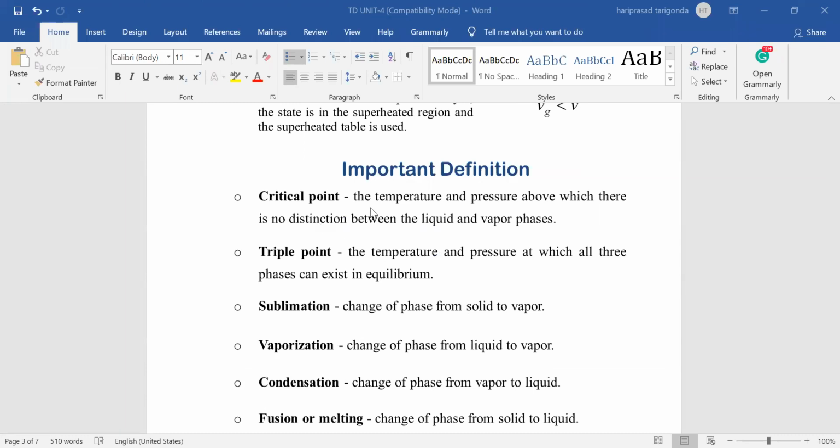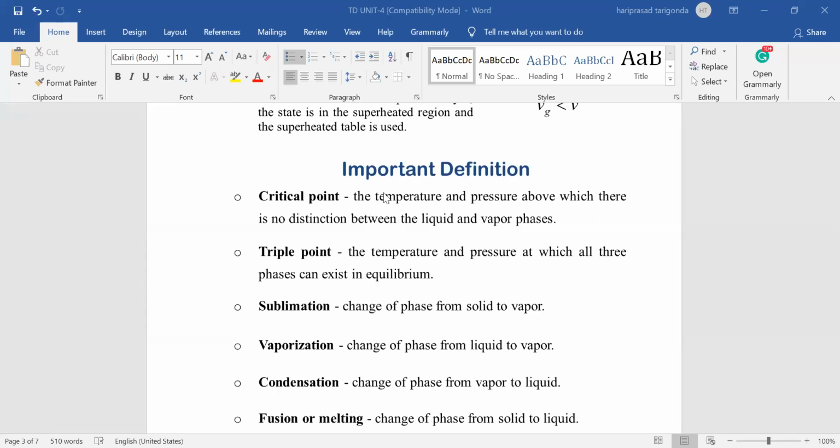Next, there are some important definitions. One is the critical point: the temperature and pressure above which there is no distinction between liquid and vapor. That is termed the critical point. Next is the triple point: the temperature and pressure at which all three phases coexist in equilibrium.